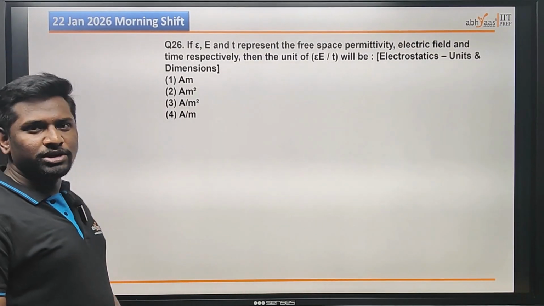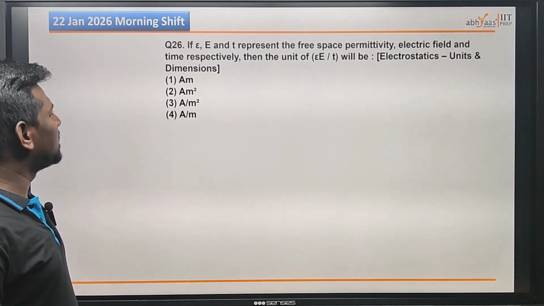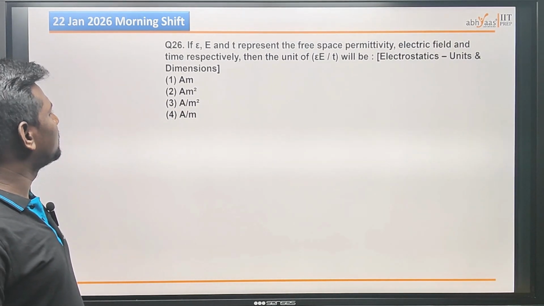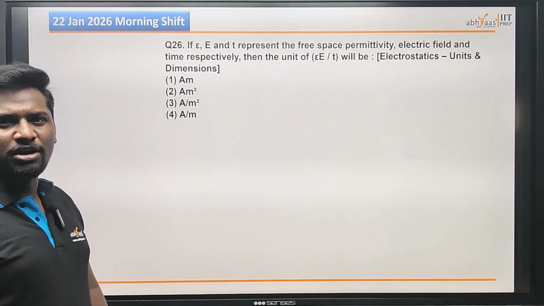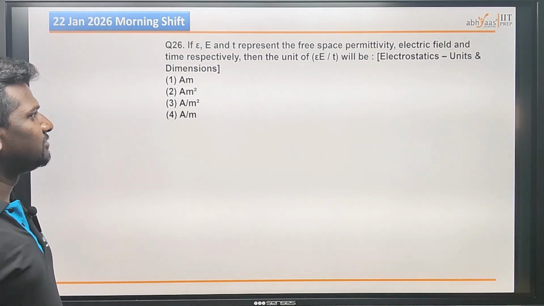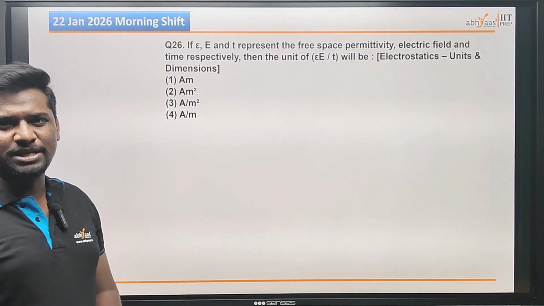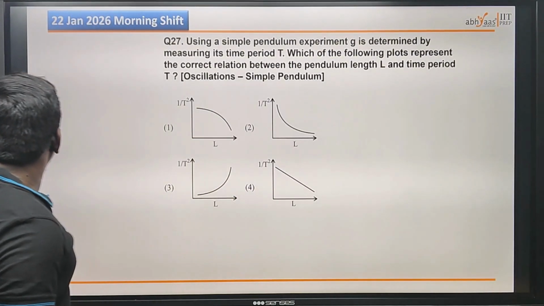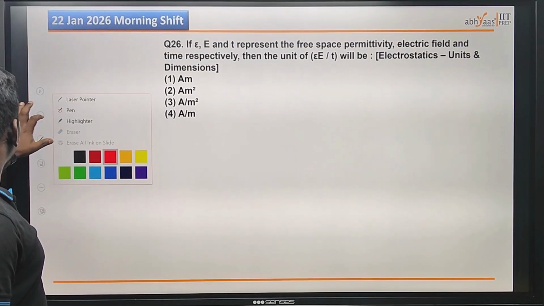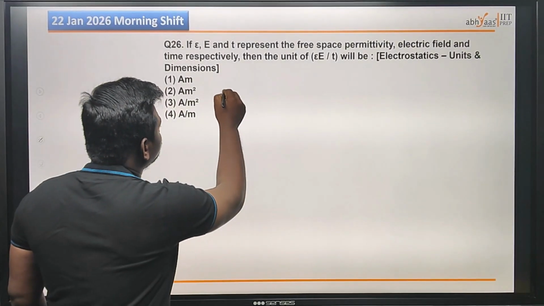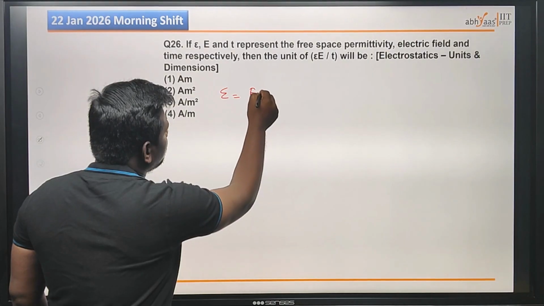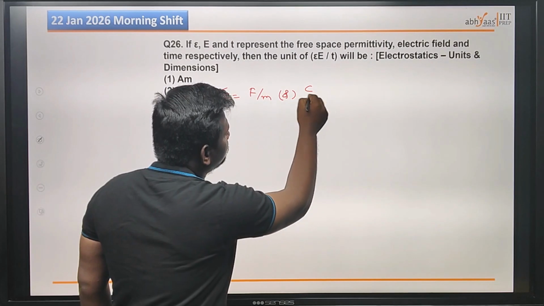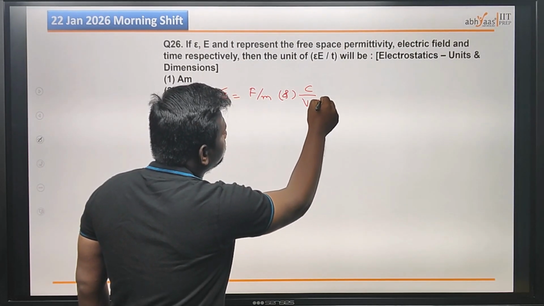So see this question number 26. If epsilon, E and T represent the free space permittivity, electric field and time respectively, then what is the unit of epsilon E by T? So we know the units for epsilon: force by meter, or you can say coulomb by voltage into meter.